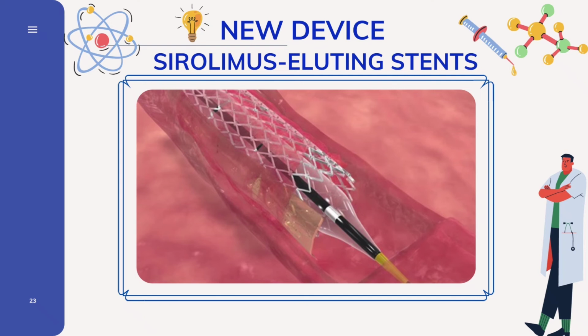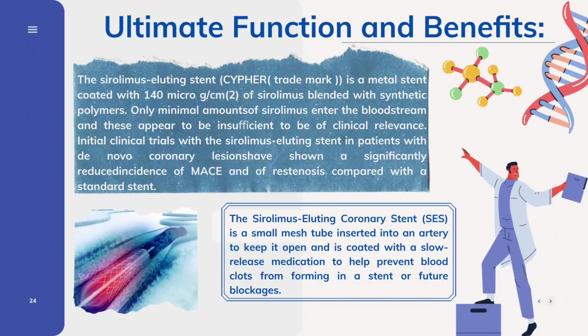The development of an anti-proliferative drug-coated stent followed extensive research on the understanding of vascular biology, pharmacology, and experimental and clinical research. The sirolimus eluting stent, or Cypher in the trademark, is a metal stent coated with 140 micrograms of sirolimus blended with synthetic polymers. After stent implantation, sirolimus is slowly released, causing localized cytostatic inhibition of proliferation of vascular smooth muscle cells in the peristent arterial wall over a period of about 1 month.